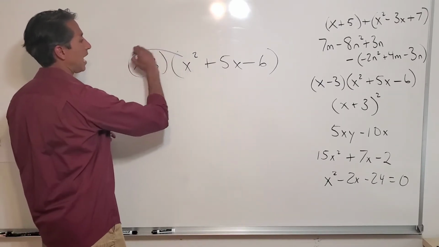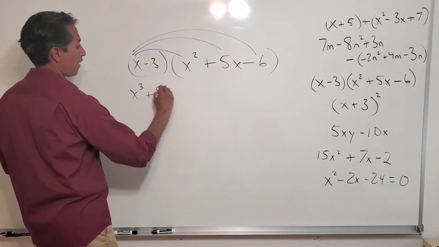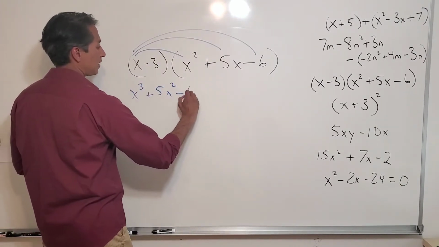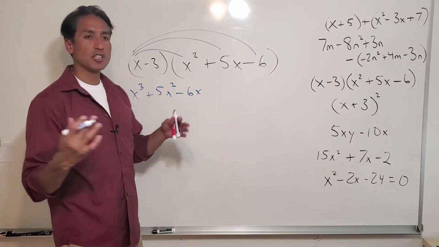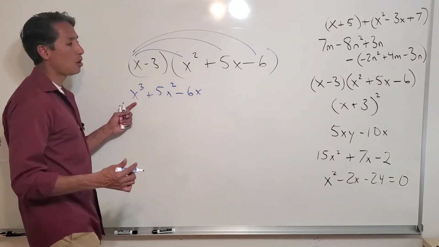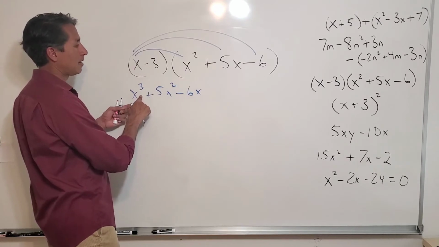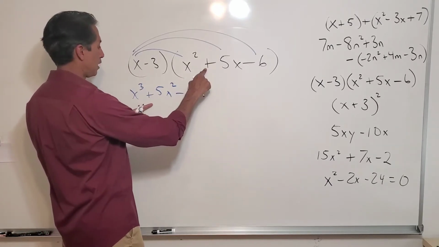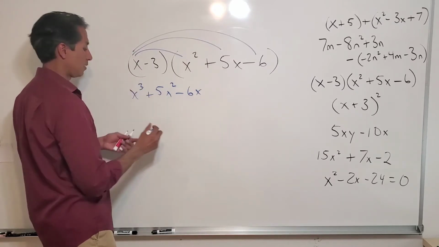I'm going to distribute the x to all three. I got x to the third, 5x squared, minus 6x. If you're not sure how I'm getting these parts, just pause the video, think it through. Go, how did Josh get x to the third? Oh, it's because it's x times x squared, which gives him that. And then I have a plus 5x squared, and then I'm just continuing to move on.